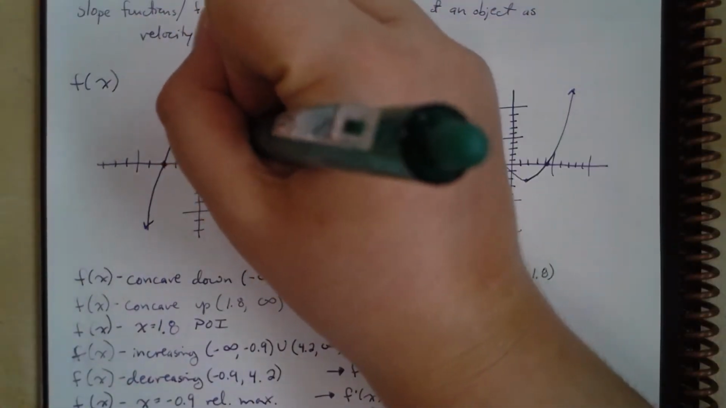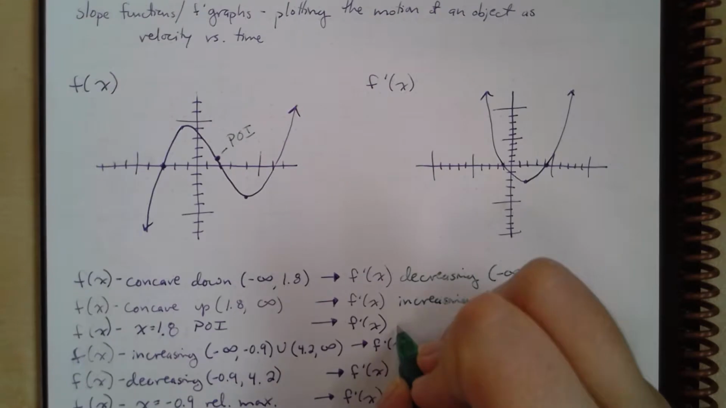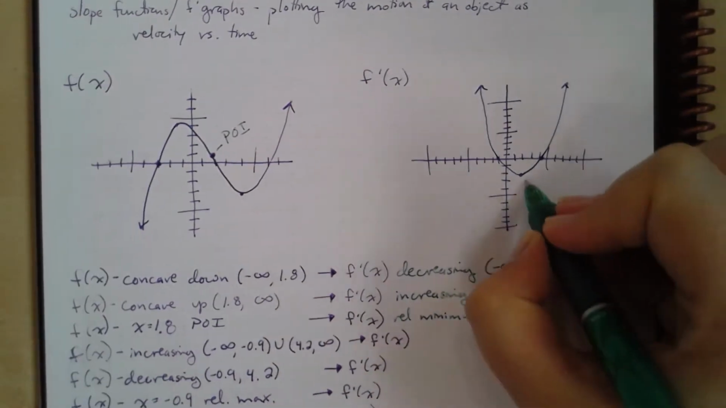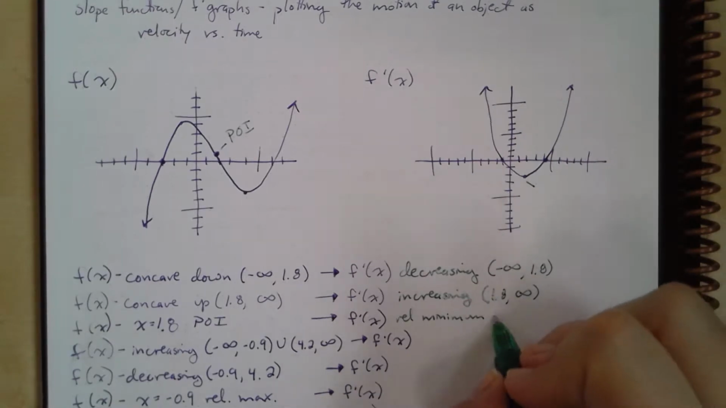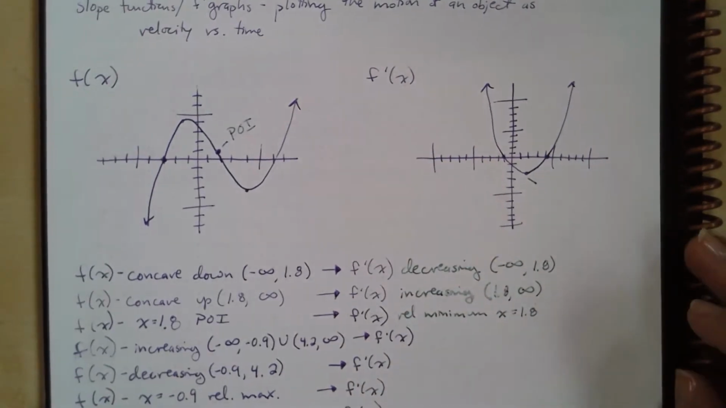This right here is our point of inflection, which I'm just going to call POI. And at our point of inflection, f prime of x has a relative minimum, actually. Right here, that's x equals 1.8. I got it smudged there, but hopefully you can still read.